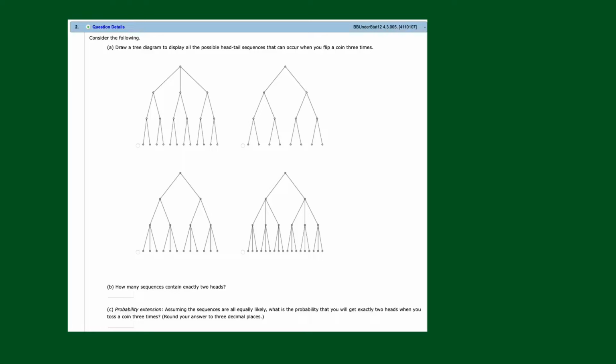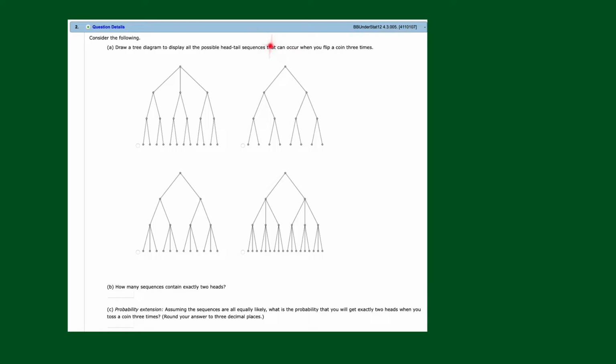4.3, number 2. Consider the following. Okay, part A. A tree diagram to display all the possible head-tail sequences that can occur when you flip a coin 3 times. Or I'm going to flip a coin 3 times. So I'm thinking, what could happen on the first toss, second toss, third toss?